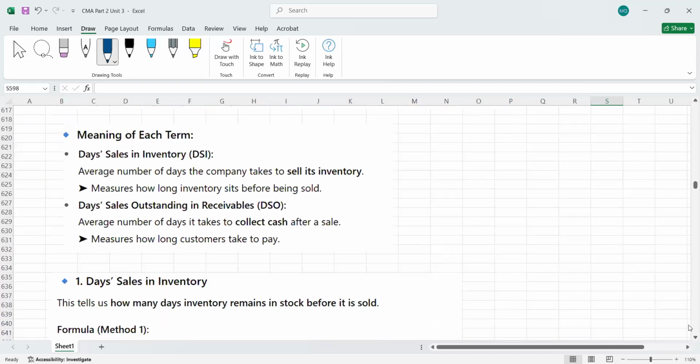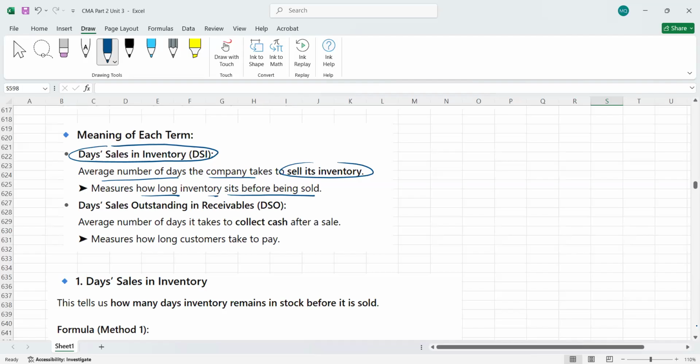As I told you, in the operating cycle we have two things. We have the inventory holding period, which is also called days sales in inventory. Actually, this ratio measures, as we discussed last time, in a quick revision, the average number of days the company takes to sell its inventory, that is, how many days we are taking to sell our inventory. That's days sales in inventory. In other words, it measures how long inventory sits before being sold.